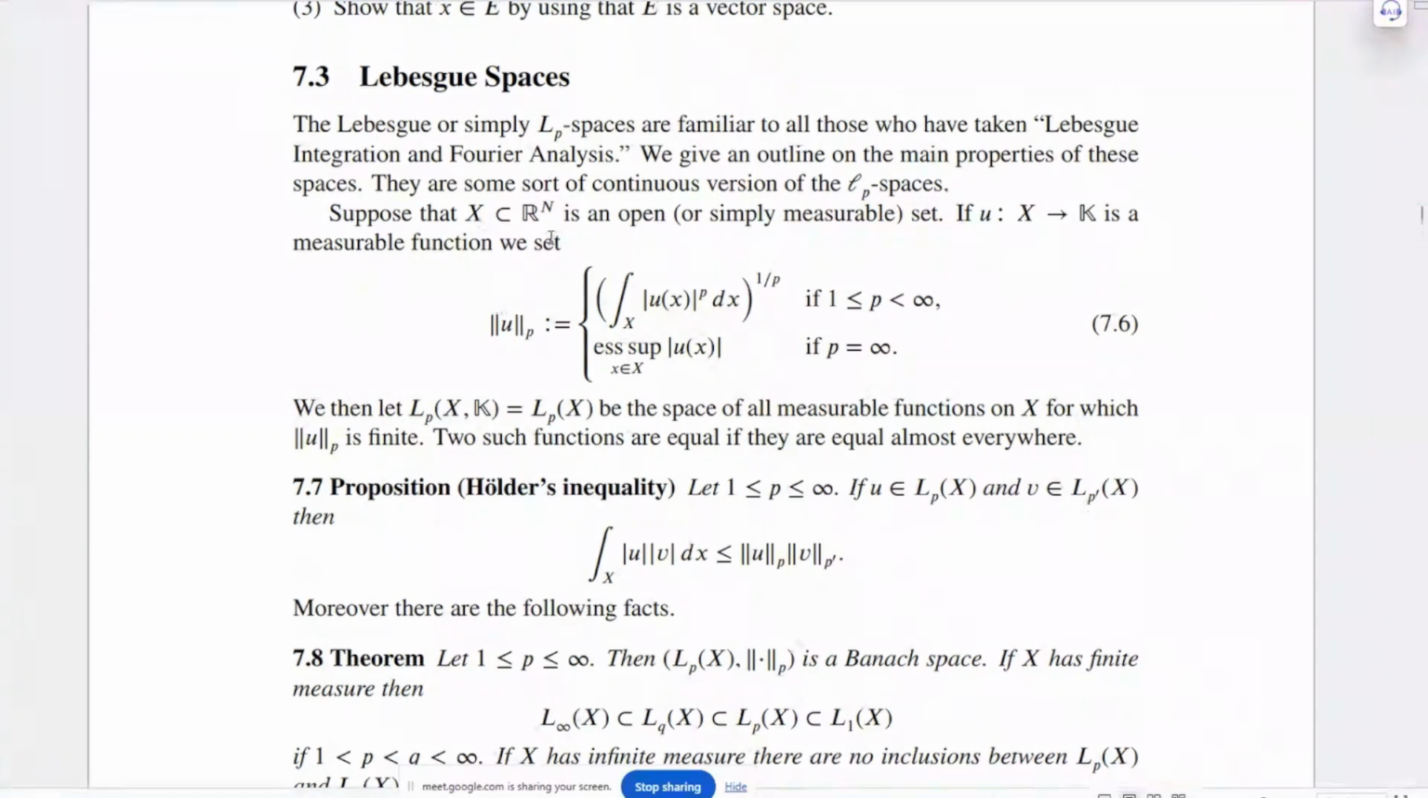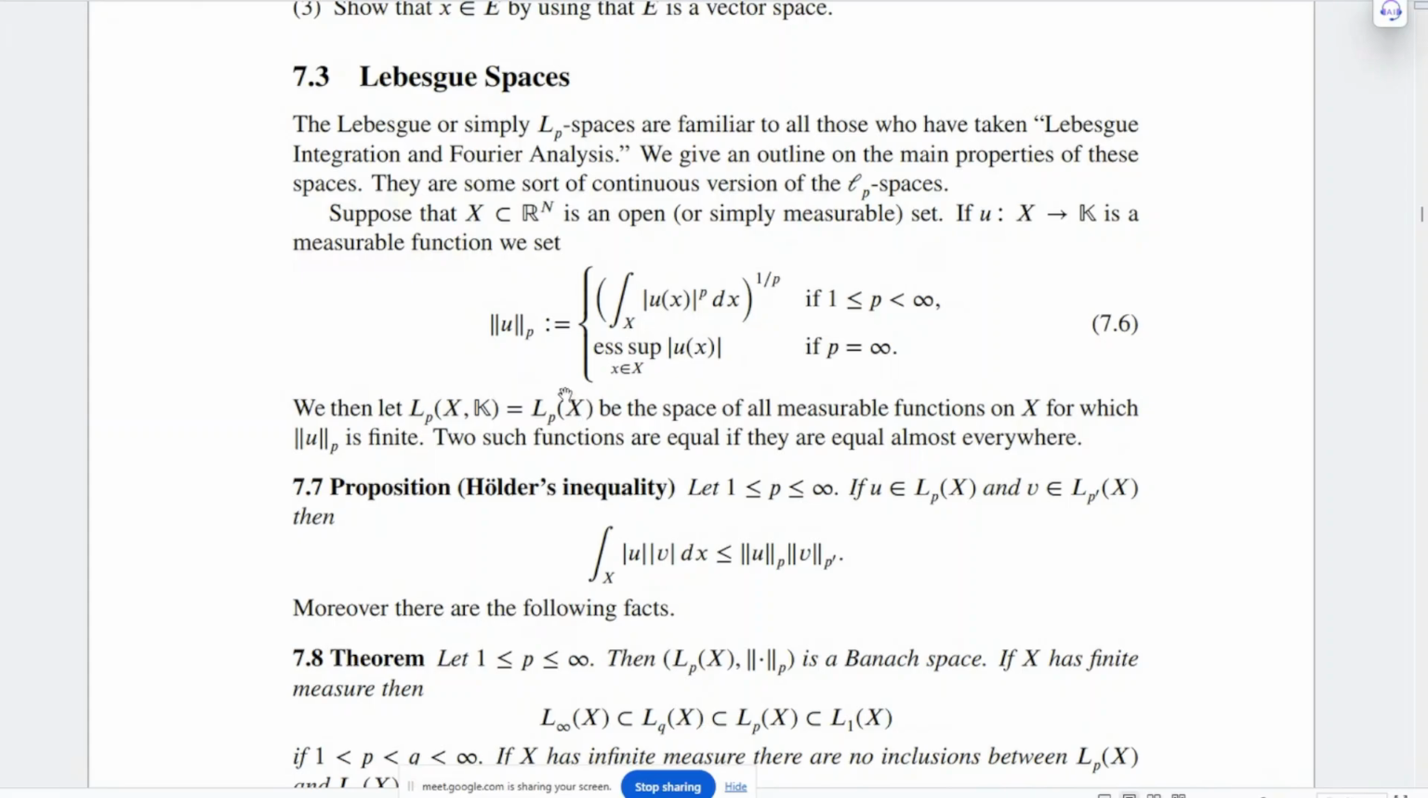So let X be contained in Rn, an open set. Or if you don't want an open set, take a measurable set. Let u be a map from X to K. That is, the domain of u is X and the range is either real or complex. Now you look at the set of all measurable functions u for which the integral over X of mod u(x) raised to p dx is finite. Whatever summation you saw in small LP will be replaced by an integral, right? An integral can actually be approximated by summation.